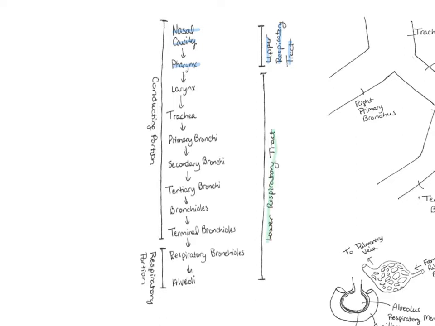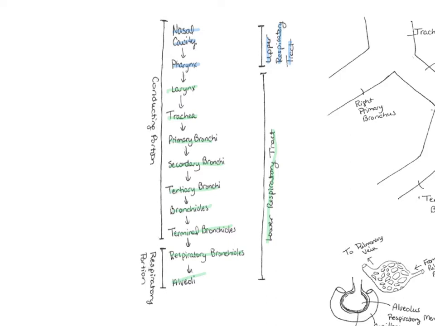So the larynx is where the voice box is, the trachea, the primary bronchus, the secondary bronchi, the tertiary bronchi, the bronchioles, the terminal bronchioles, the respiratory bronchioles, and the alveoli. So those are all part of the lower respiratory tract. So any type of infection in there, you would say they have a lower respiratory tract infection.